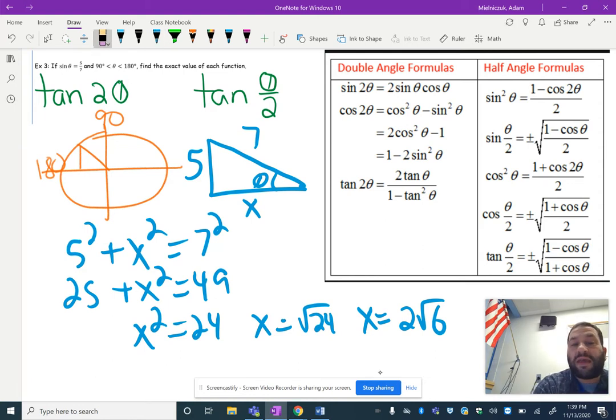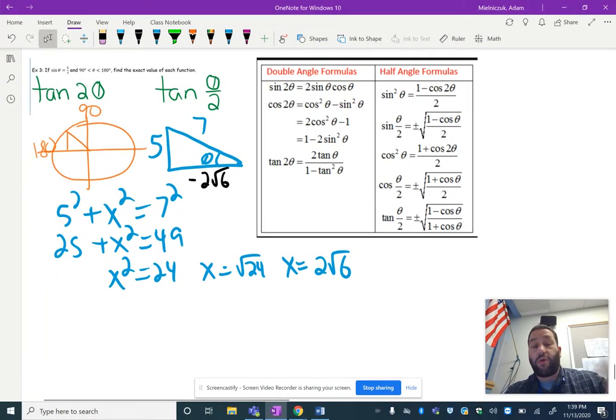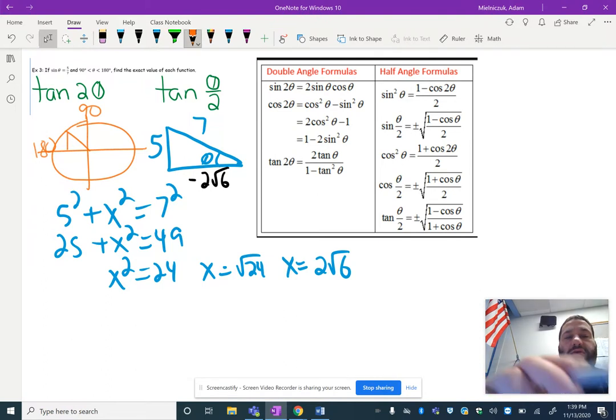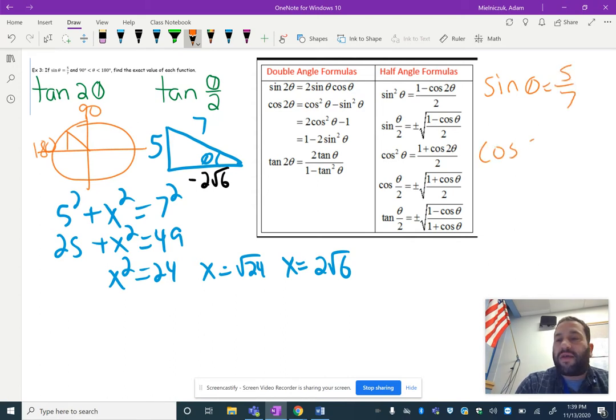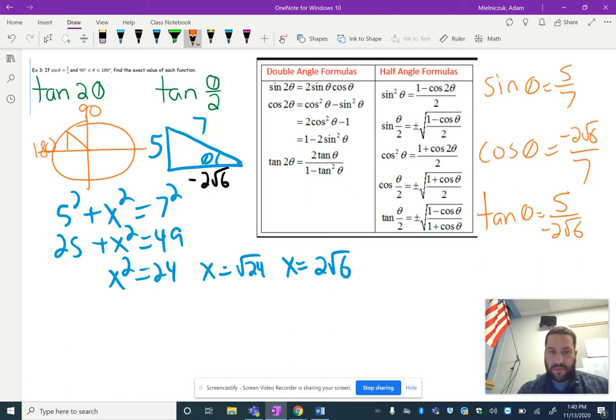Now, because it is in the second quadrant, this will be a negative 2 radical 6, simply because of the fact that all cosine values are negative in that quadrant. So what is it we know now? Let's focus on the upper right of the screen. We know that the sine of theta is equal to 5 over 7. That was a given. We know that the cosine of theta is going to equal the adjacent, so negative 2 radical 6 over 7. And we know that tangent of theta is going to be opposite over adjacent, so 5 over negative 2 radical 6.